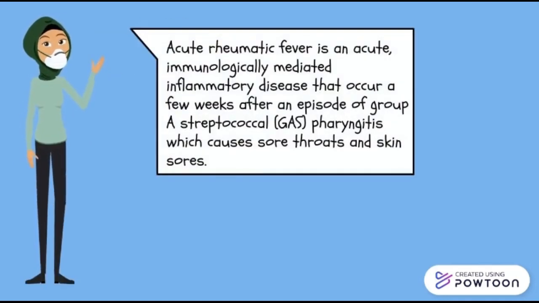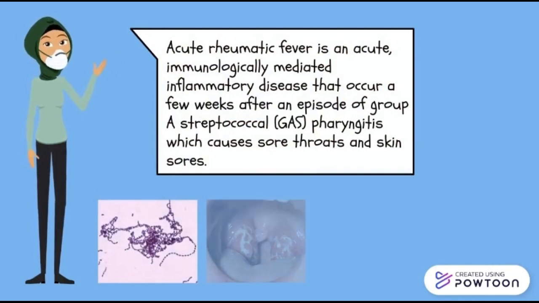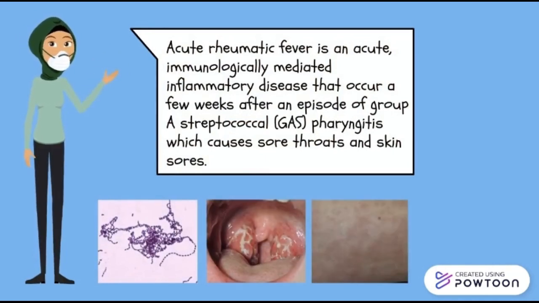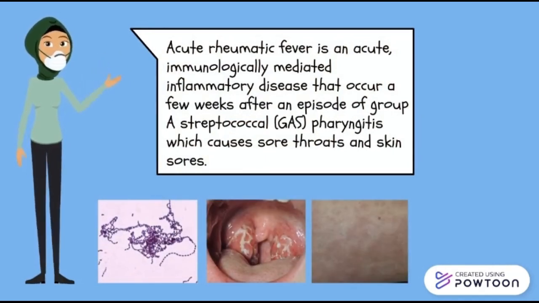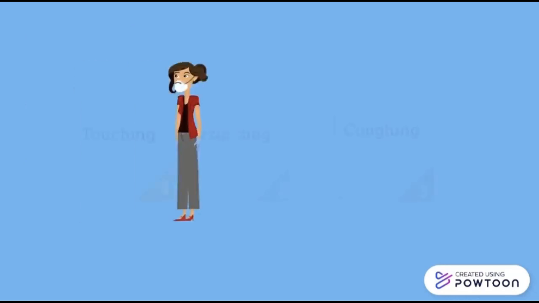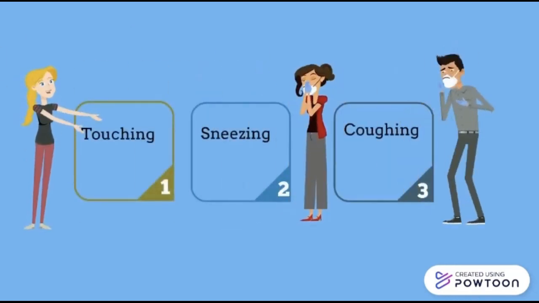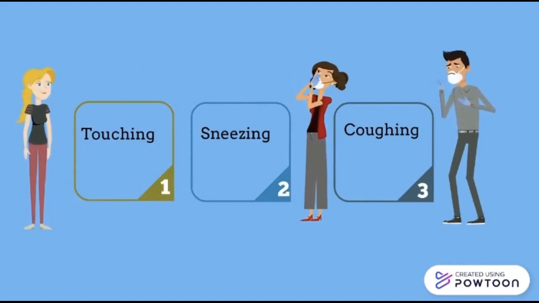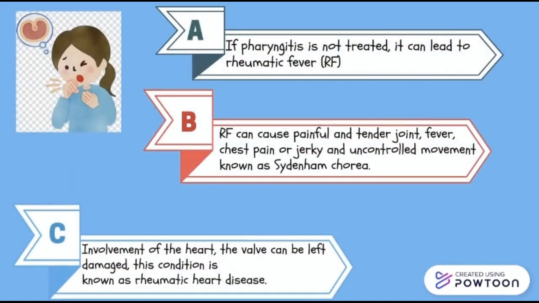Acute rheumatic fever is an acute immunologically mediated inflammatory disease that occurs a few weeks after an episode of Group A streptococcal pharyngitis, which causes sore throats and skin sores. It can be passed between people by touching, sneezing, and coughing. If pharyngitis is not treated, it can lead to rheumatic fever.